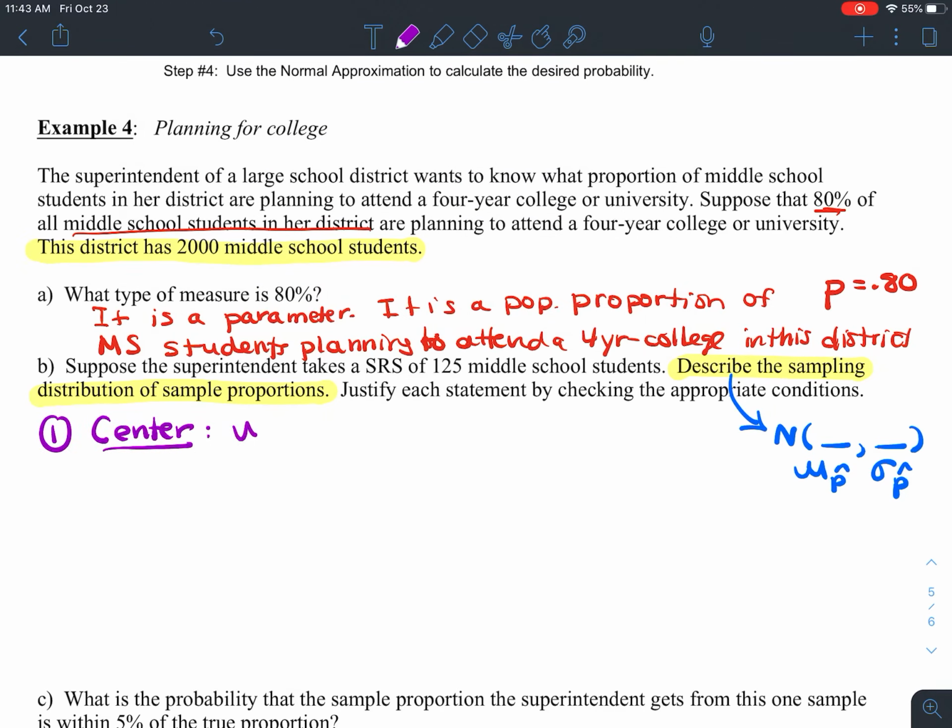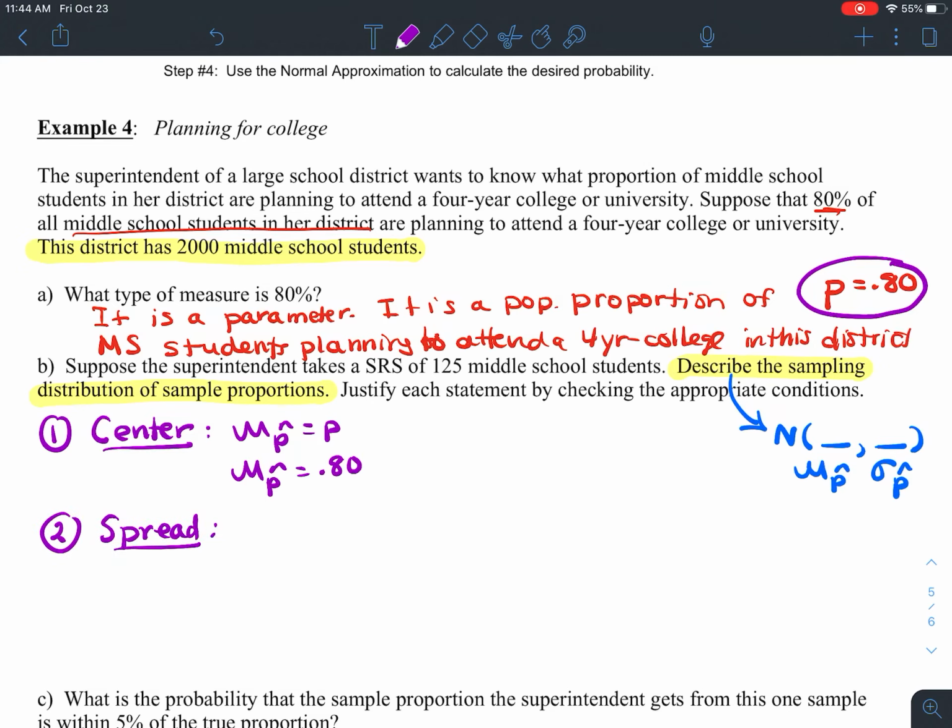Okay, so our first step here is going to be to get the center. There is not a condition that you have to show for the center, but we know this is the formula that's on the formula sheet. So we're going to grab that population proportion, the 80% of those 2,000 students planning on attending a four-year college or university. We're using that as our center.